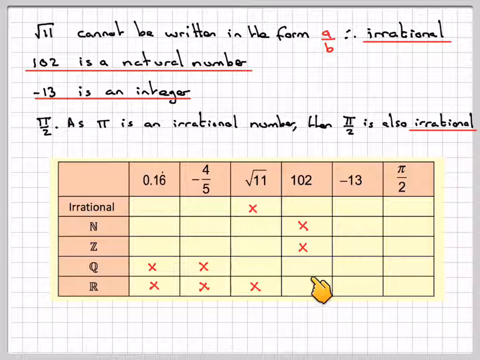all integers are also rational numbers because 102 can be written as 102 over 1, so it meets that criteria, and therefore it is also real. Minus 13 is an integer, so these two will be blank, but also minus 13 can be written as minus 13 over 1, which makes it rational. It's also a real number, and pi over 2 was irrational, and it's also a real number. It cannot be any of these. So your table should look like this. This is a typical sort of math studies IB type question.